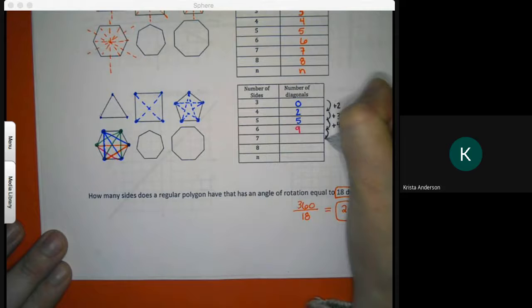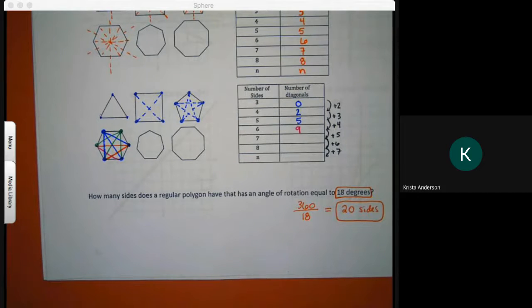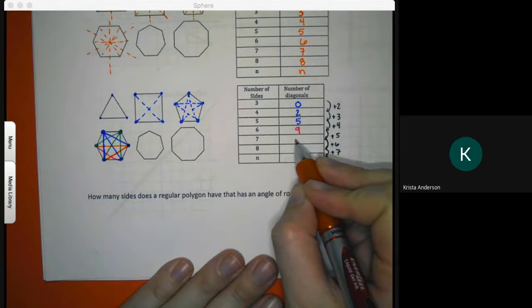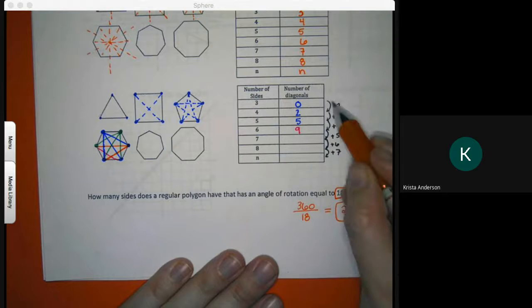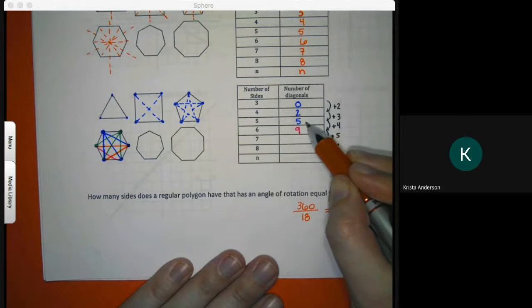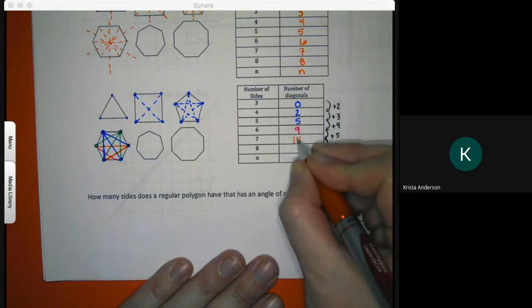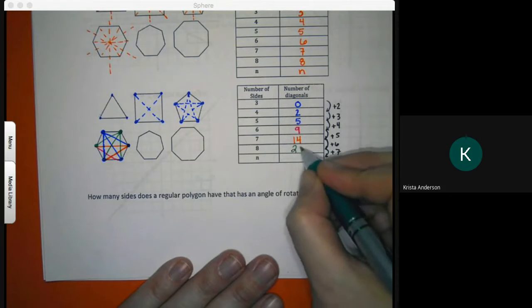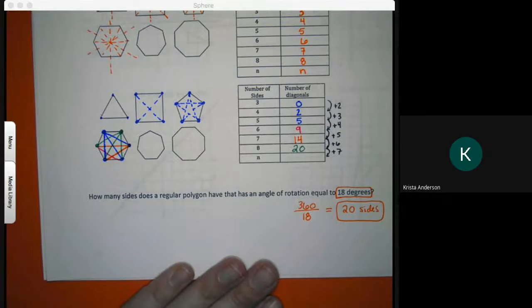Anybody want to take a guess what will go next? Up 5, up 6, up 7. So then can you fill in? What would 7 sides have for diagonals if I fill in? That was plus 2, plus 3, plus 4. What's 9 plus 5? 14. Good. 14 plus 6. And 20 plus 7.